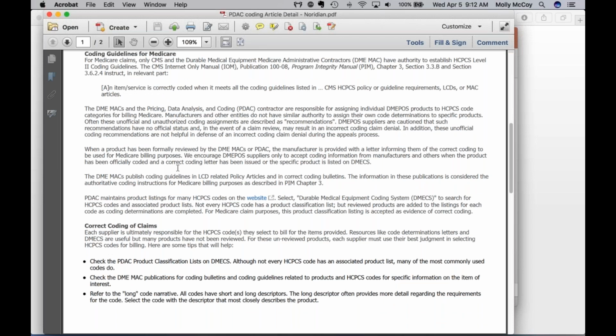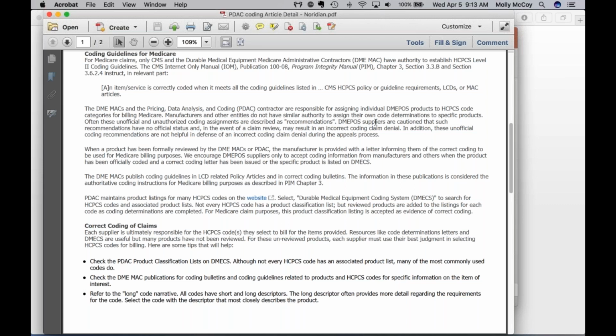So I want you to focus here on this paragraph. I'm sorry, let me find the right paragraph. I had it marked before. Okay, here we go. The DME MACs and the Pricing, Data Analysis, and Coding Contract, or the PDAC, are responsible for assigning individual DME products, DME POS products, to the HCPCS code categories for billing Medicare. Manufacturers and other entities do not have similar authority to assign their own code determinations to specific products. Often these unofficial and unauthorized coding assignments are described as recommendations.